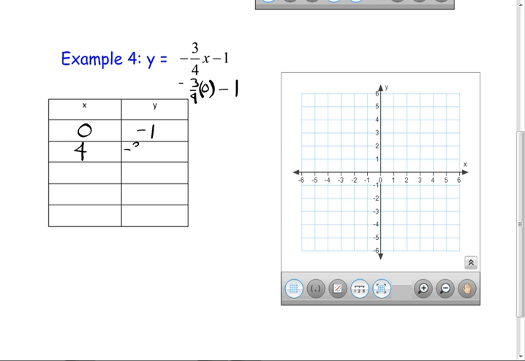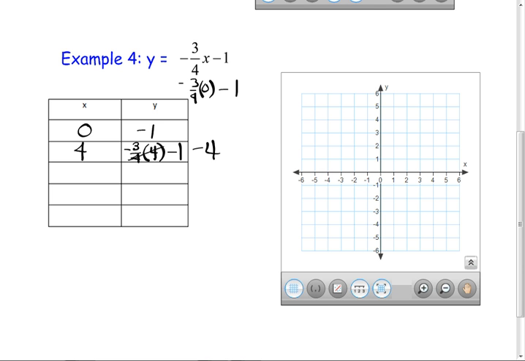So it's -3/4 times 4 minus 1. 4s will do what? They'll cancel. That gives me -3, but don't forget you still have a -1 here. So what's -3 minus 1? -4.